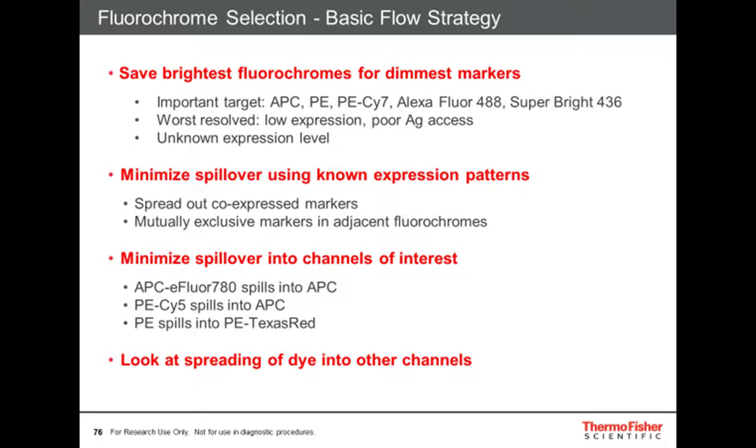We want to save our important targets, which we ranked with the paper that I discussed, for the brightest fluorochromes: APC, PE, Alexa, super brights. These are the worst resolved. They have low expression or poor antigen access, or they have an unknown expression level. If I want to look at antigen X, I may not know what the expression level is. Then I want to minimize the spillover.